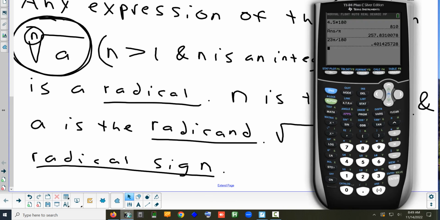All right, so let me show you how you do a square root. If you want to do a square root, there's a button. You press second, x squared, and then you can put in your radicand, and we get an answer of 4.